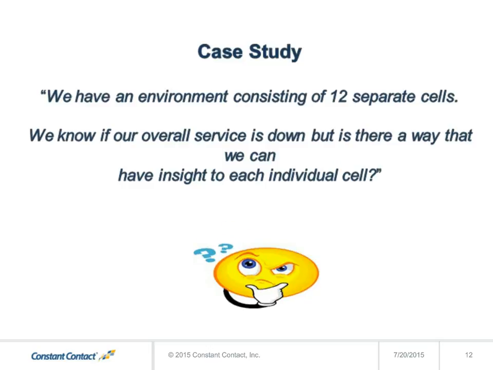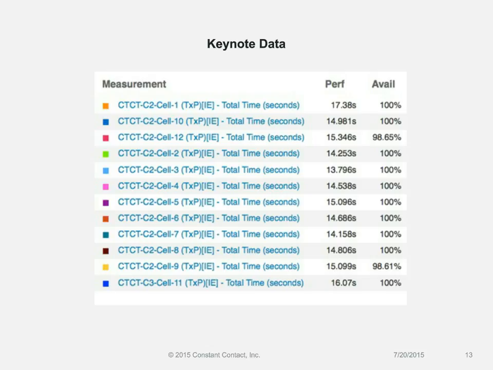Well, there is. And through Keynote, you can see the graph that is up there on the screen right now. And it shows an example of 12 separate cells. You can see performance statistics, and you can see availability. But it doesn't show you over how long or how many measurements.